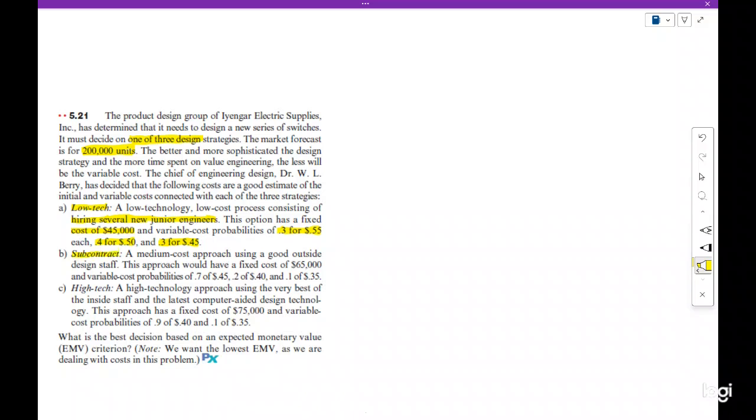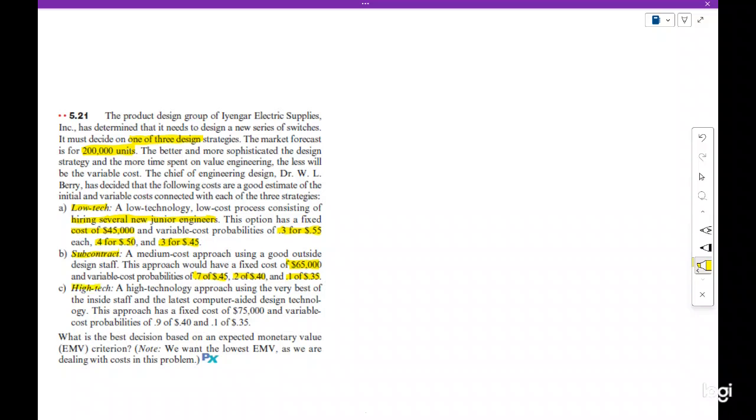A medium cost approach using good outside design staff. This approach will have a fixed cost of $65,000 and variable cost probabilities of 0.7 with 0.4 as a cost, and then 0.2 and 0.4 is the cost, 0.1 and 0.3 as a cost.